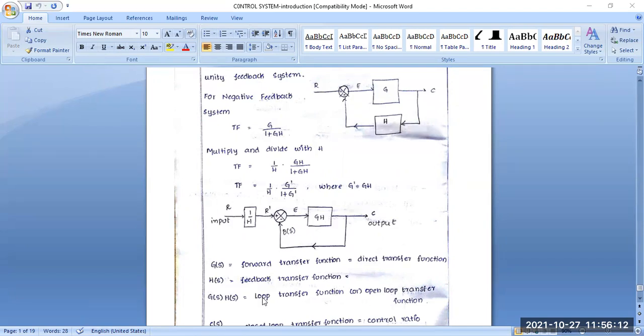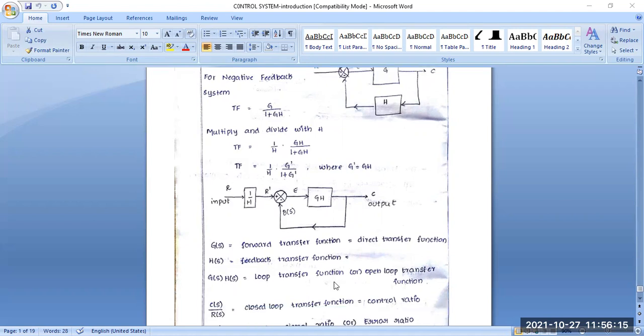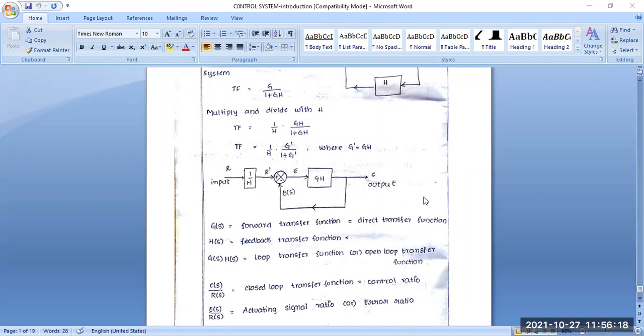Clear? So this is basically the difference between the closed loop and open loop control system. C(s) is the output variable, R(s) is the input variable, so output variable by input variable, C(s) by R(s), is called the closed loop transfer function, or sometimes the control ratio. So please note down these terms also. So C(s) by R(s) is equal to the closed loop transfer function, and this denotes the control ratio.